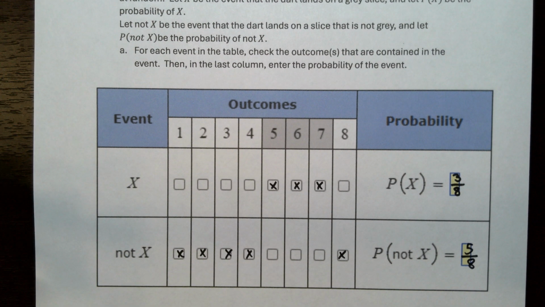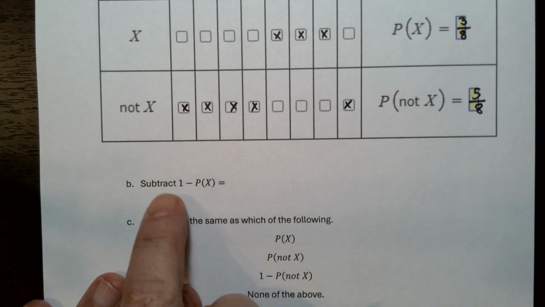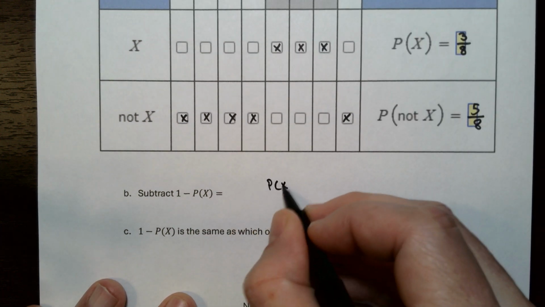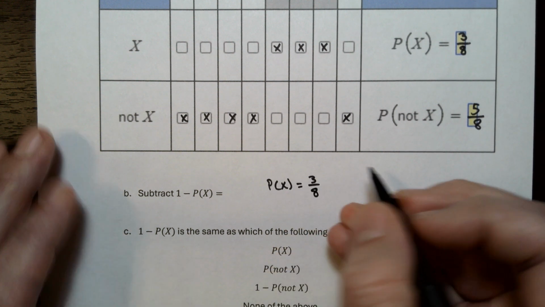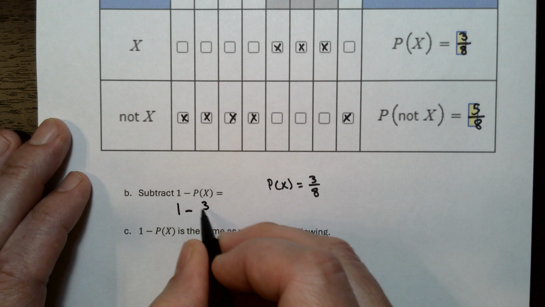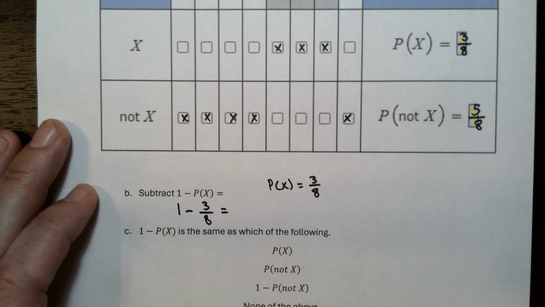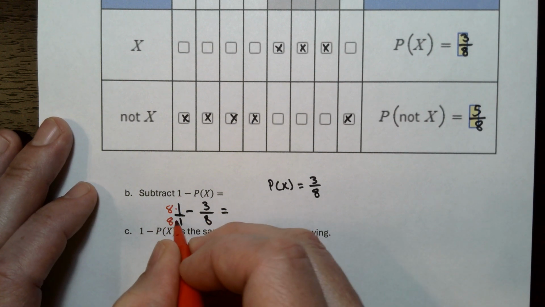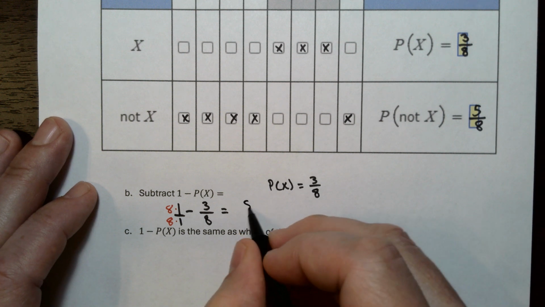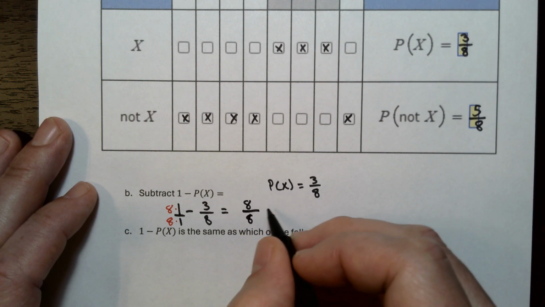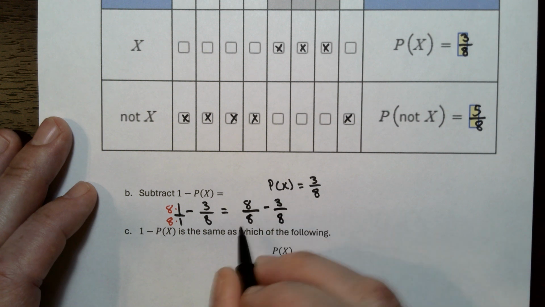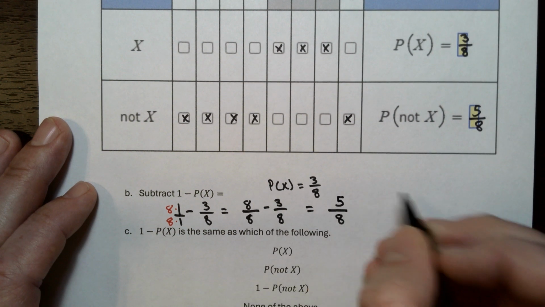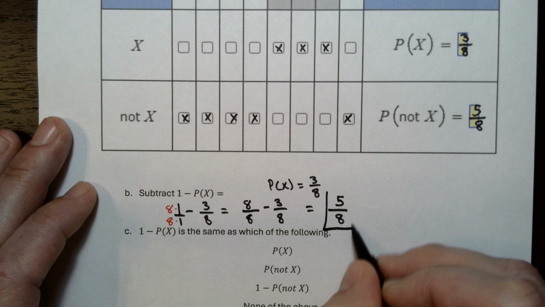Okay. Let's read what the next question says. So the next one says, subtract 1 minus P of X. Okay. So we have P of X right here. P of X is equal to 3/8. So if I do 1 minus P of X, that'll be 1 minus 3 over 8. We don't need a calculator for this. I can put a 1 under here, and I can change the denominator to 8 by multiplying the top and bottom by 8. So that'll be 8 over 8 minus 3 over 8. And since you have a common denominator, you can just bring it together with an 8 on bottom, and 8 minus 3 is 5. So 1 minus P of X is 5 over 8.